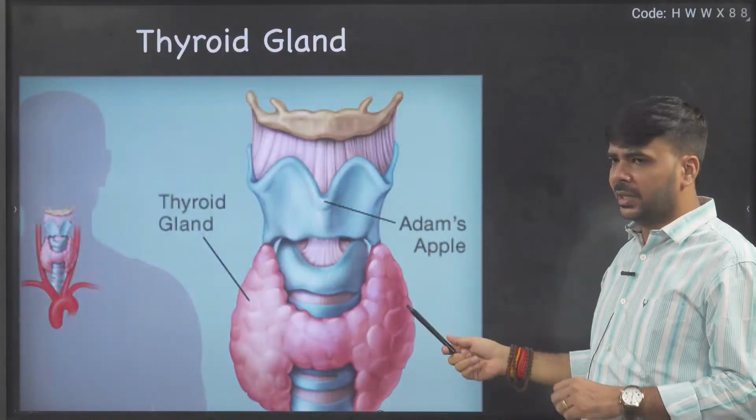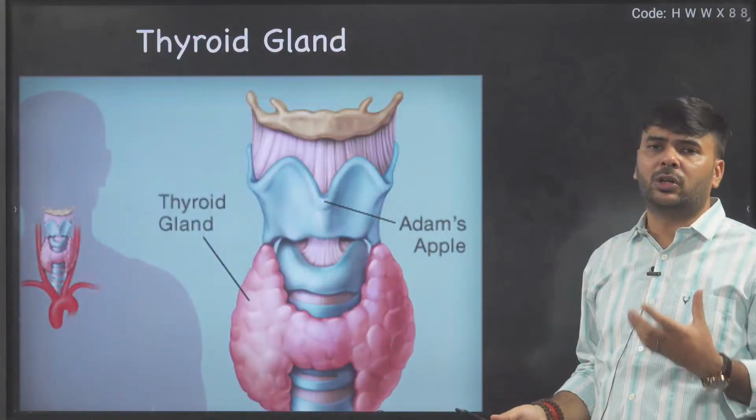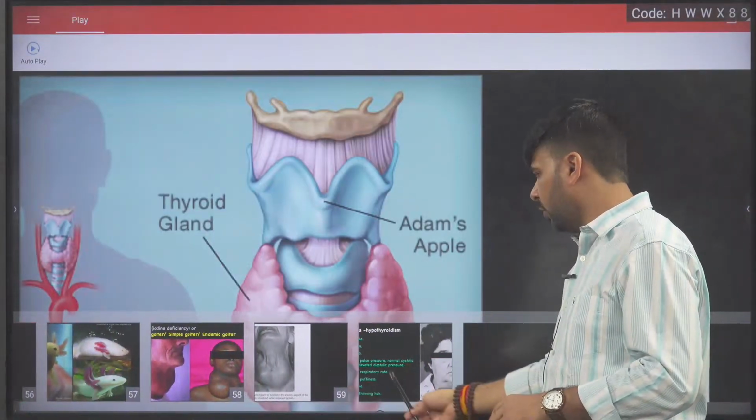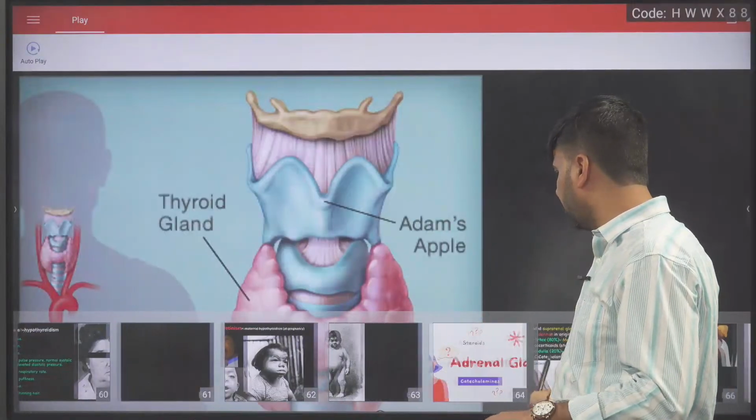Then go to the thyroid gland. Thyroid gland we discussed, it releases thyroid hormone responsible for BMR regulation. If thyroid hormone is released less or more, then there are effects.